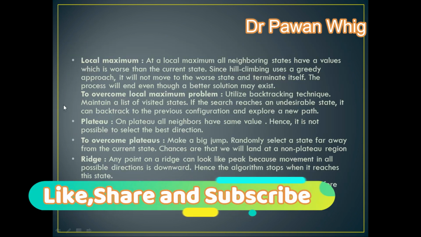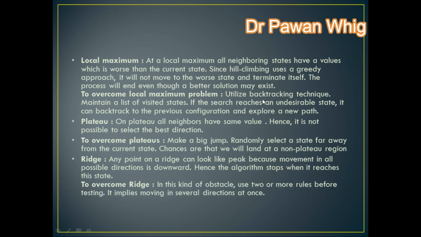To overcome local maxima, we have to use the backtracking technique. Maintain a list of visited states. If the search reaches an undesirable state, it can backtrack to the previous configuration and explore a new path. Similarly, on a plateau all neighbors have the same value, hence it is not possible to select the best direction. To overcome this plateau problem, we have to make big jumps, randomly selecting a state far away from the current state.